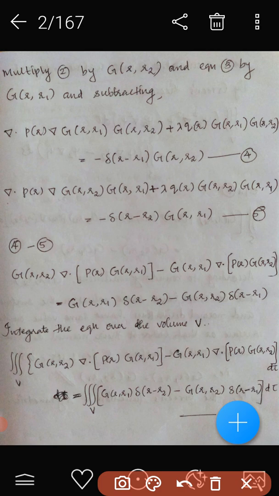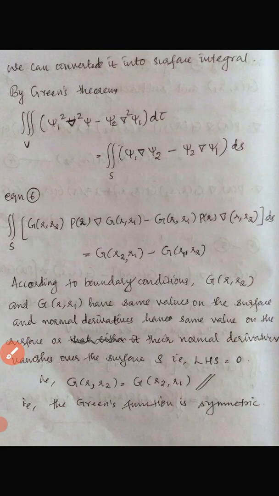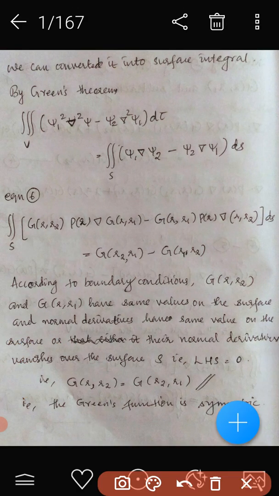Now we subtract 4 minus 5. This term and this term cancel, it is 0. Then I wrote the other terms here. Then we integrate the equation over the volume V, where dτ is the small volume element. Now we have to convert the volume integral into a surface integral, so we can use Stokes theorem or Green's theorem. This is the form of Green's theorem. Then equation number 6 becomes this one.